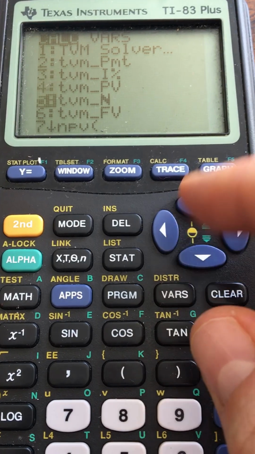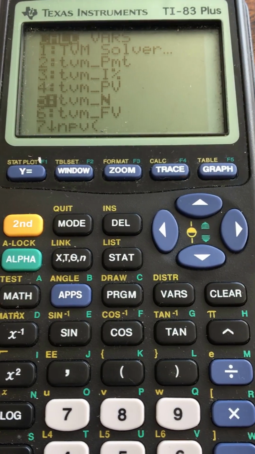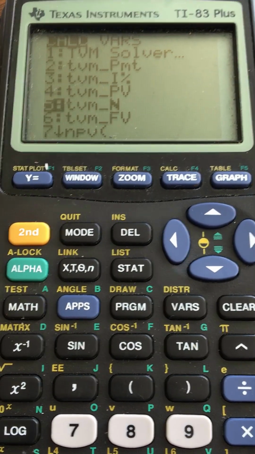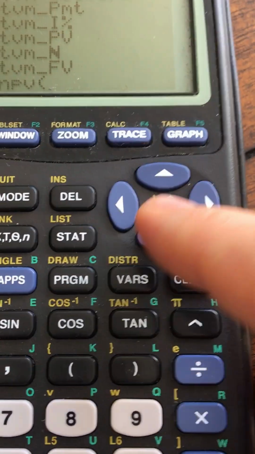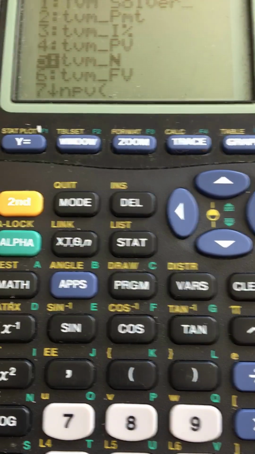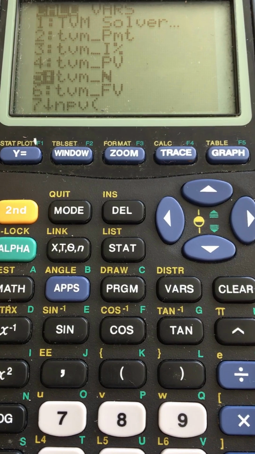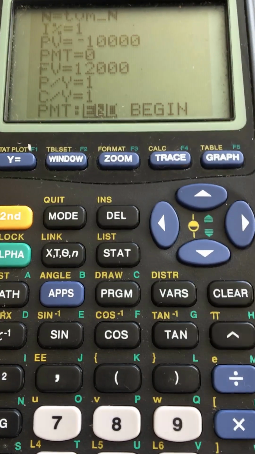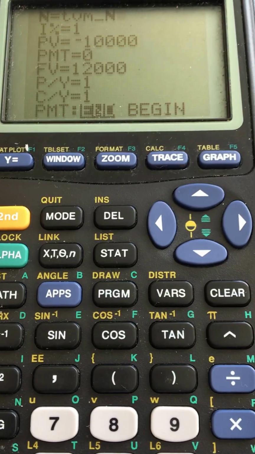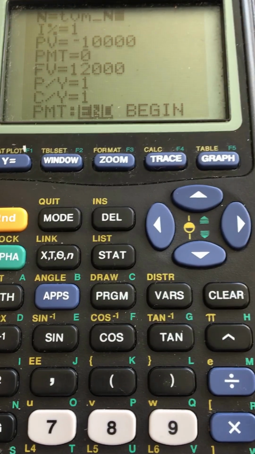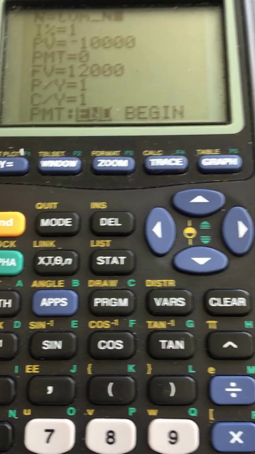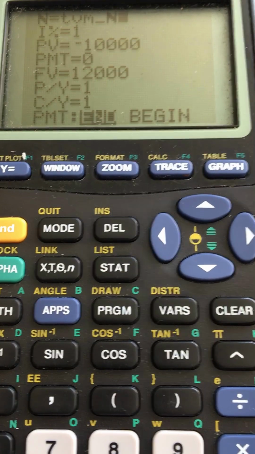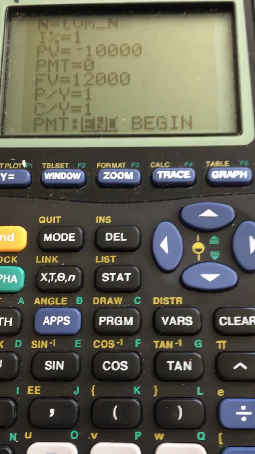So in this case, I want to know the N, the number of periods it's going to take. So I'll use the down arrow here, go down to the number 5, and hit Enter. And you'll see it brings me back into the Time Value of Money Solver, but what it's done is it's taken the formula and it's put it onto the place where I had a 0 for the number of periods.